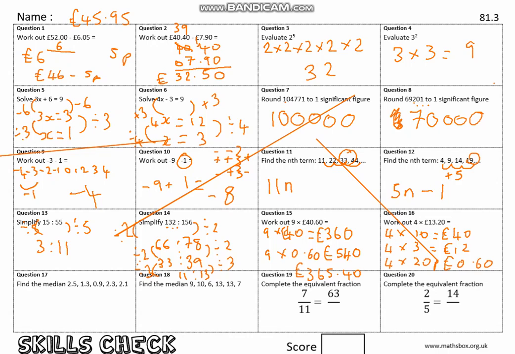So then all I've got to do is add those together. So eventually, if I added them together, I would get £52 and 60p as my very final answer.